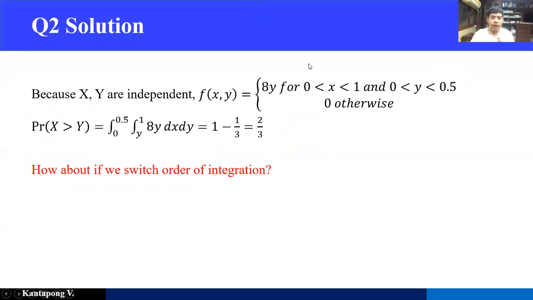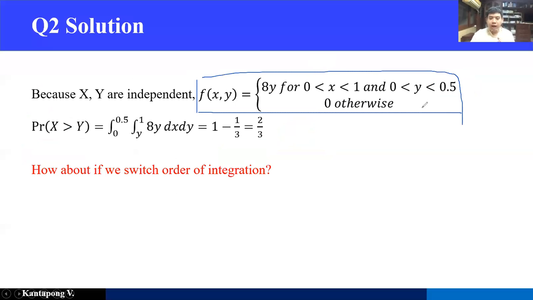In this one, because X and Y are independent, we can find f_XY is going to be this one: X between 0 and 1 and Y between 0 and 0.5, and 0 otherwise. For X greater than Y, it is going to be this one, 0, 0.5, 1, y, because X is between, let's say, Y and 1.